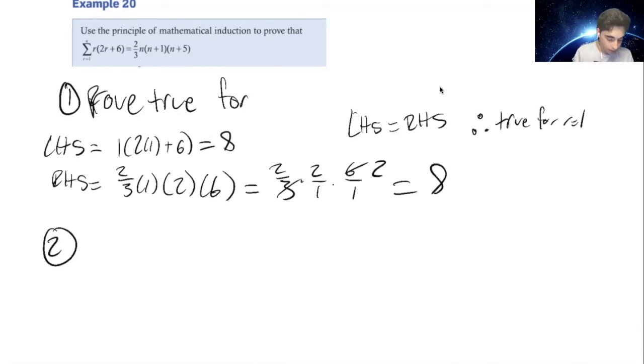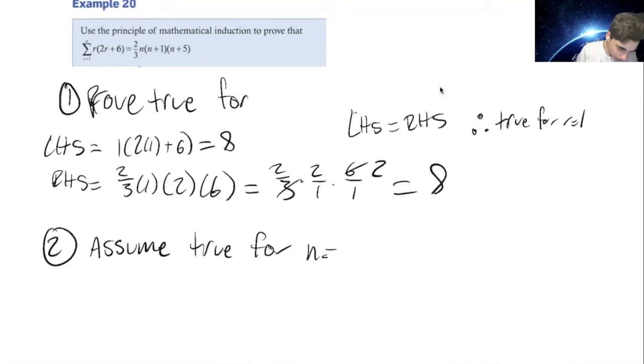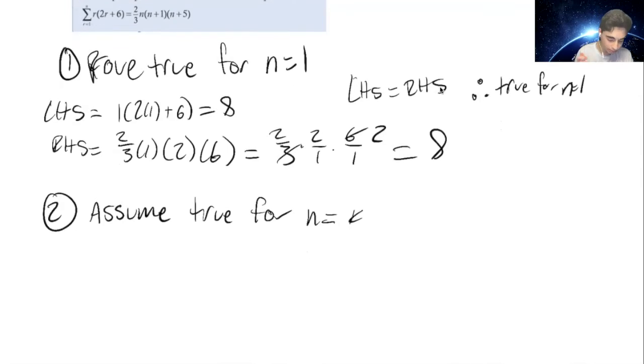Okay, so step 2. Assume true for n equals k. I said k plus 1, so true, assume true for n equals k. Oh, shoot, I didn't say n equals 1. Okay, cool. I'm just going to make that in. All right. Assume true for n equals k. Just plugging in.